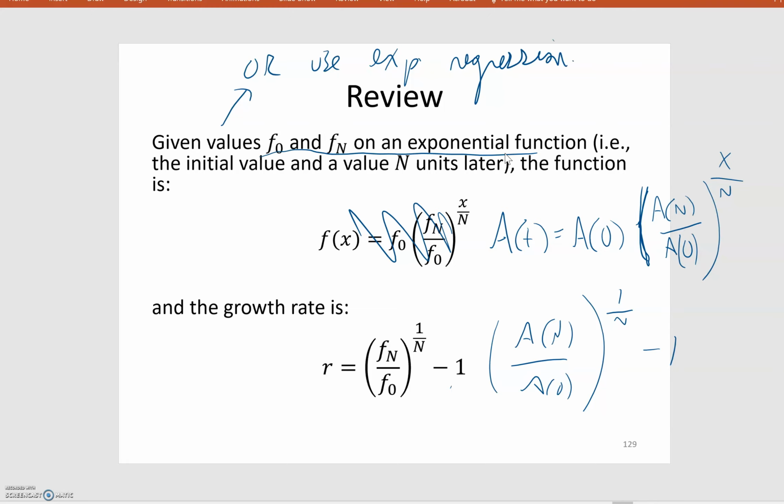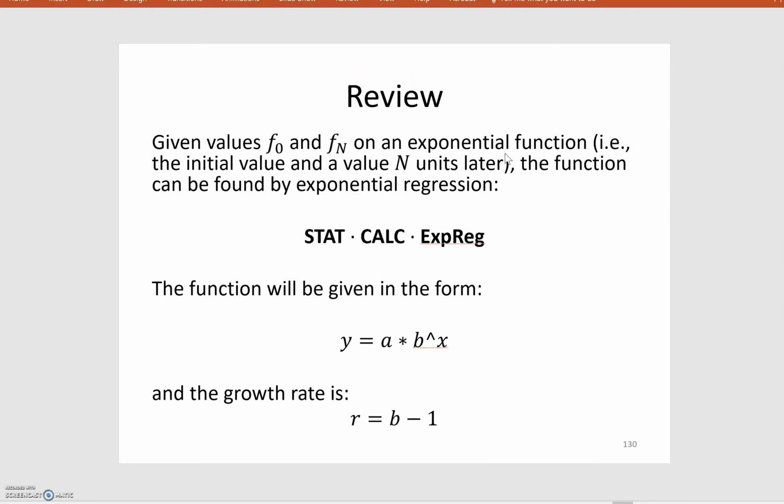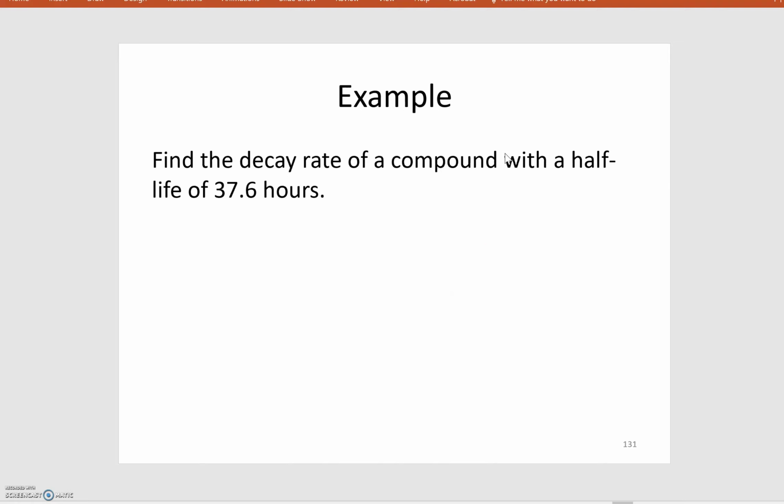Okay, so having said all that, let's find a problem where we do some of this. And that's what this slide is talking about, is using exponential regression. Okay, so here we go. Here's an example. Find the decay rate of a compound with a half-life of 37.6 hours. So notice here that the half-life is given.